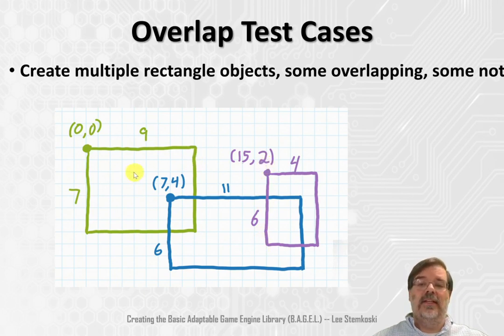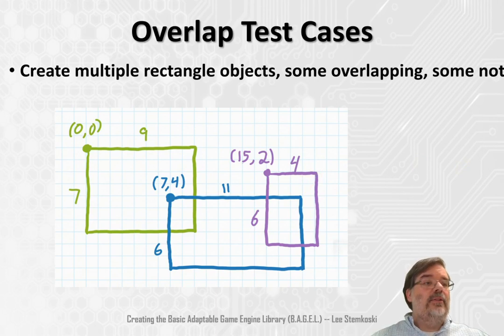So when we run the test cases, rectangle 1 does overlap rectangle 2. Rectangle 2 does overlap rectangle 3, but rectangle 1 should not overlap rectangle 3. So we'll test all possible pairs of overlaps. We should get 2 that are true and 1 pair does not overlap. So that case should return false.